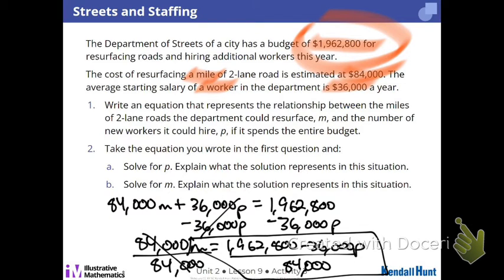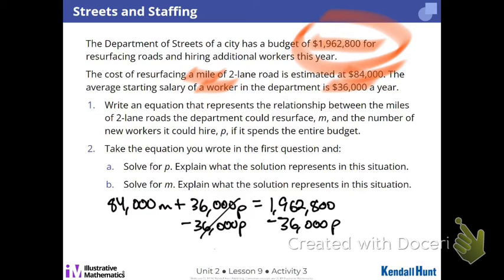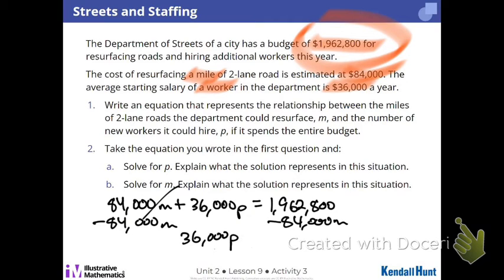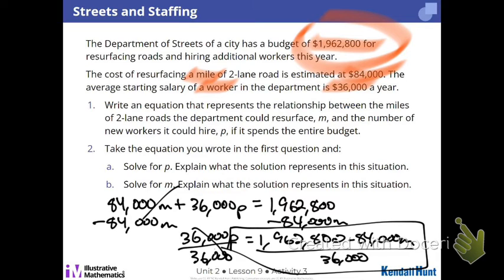Okay? Now, if we back that up, this might not be the most efficient way to do this. I probably could have just rewrote my original equation. But now we're in it too deep. If I want to get P alone, I'm going to take away my 84,000 per mile from my budget. I'm left with just people to pay. 1.9 million minus 84,000 per mile. I'm going to divide by 36,000 per person. And that gives me how many people I can hire depending on how many miles I have.